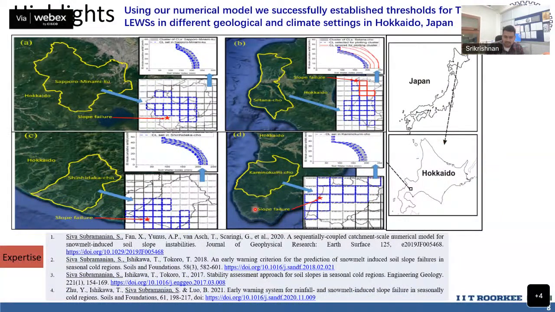And very recently in Japan, using these numerical modeling approaches, we have defined soil water index thresholds for every 5 km by 5 km area in Hokkaido. Before that, there were soil water index based early warning thresholds in Japan, but the critical lines, meaning the warning levels or thresholds, earlier did not consider snowmelt as part of the calculation. But we have introduced snowmelt through our numerical models, and we have defined revised critical lines, which you can see for every 5 km by 5 km. So now in India, we are trying to establish this method, which was successfully implemented in Japan, in some pilot studies in the state of Uttarakhand.